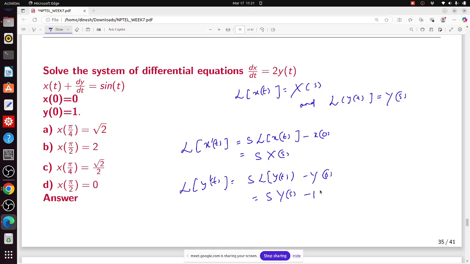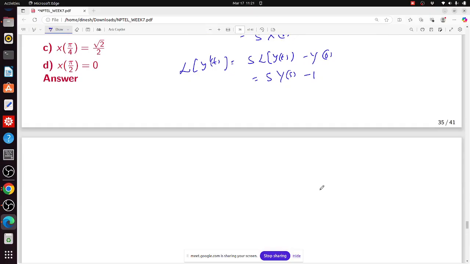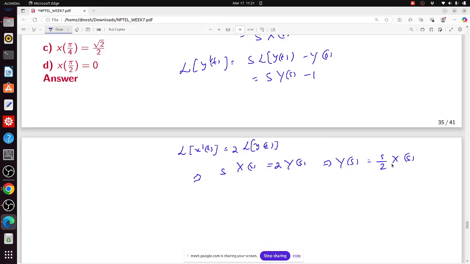So on taking the Laplace transform of the given differential equations, we will get Laplace transform of x prime t is equal to 2 L y(t). So s X(s) equals 2 Y(s), that is Y(s) equals s by 2 X(s). We got the correlation between X and Y.